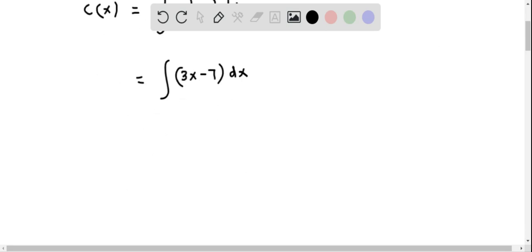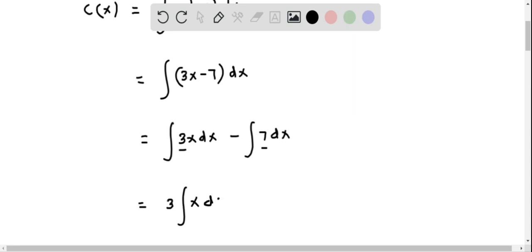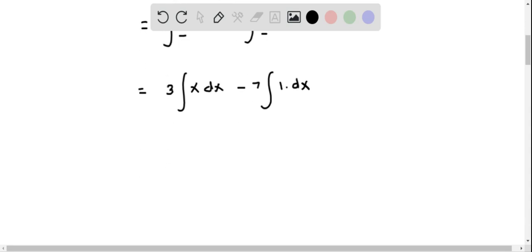And to find this antiderivative, we can split this into two integrals as integral of the first term, that is 3x dx, minus the integral of the second term, that is 7 dx. And here we can factor out the constants from both integrals, 3 and 7 out of the integrals. So we write the first integral as 3 times the integral of x dx minus 7 times the integral of 1 dx. Now, using the power rule of integral, we write the first integral as x squared divided by 2.